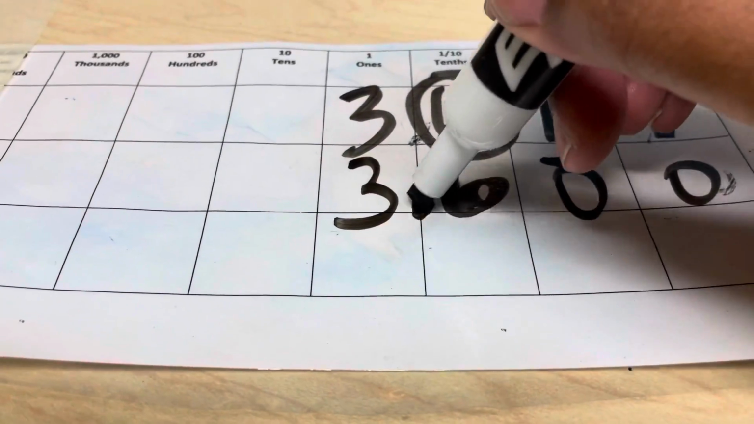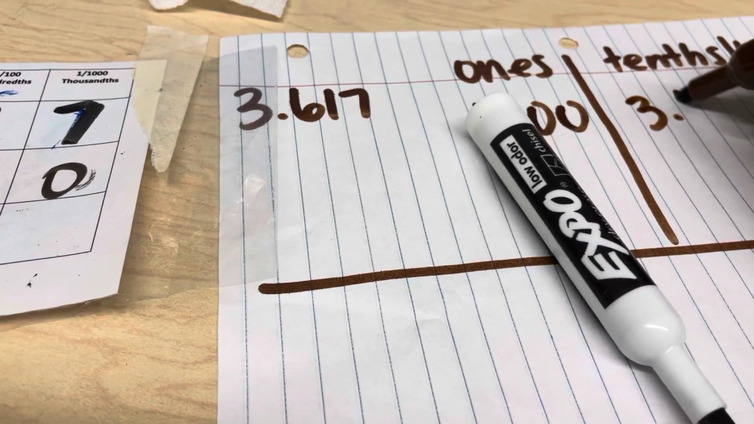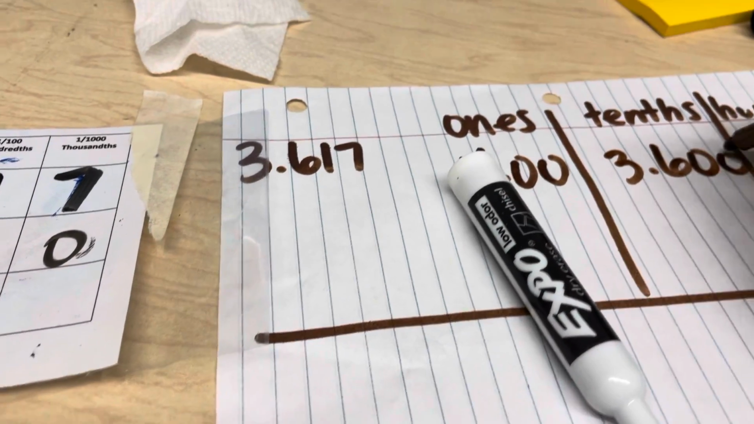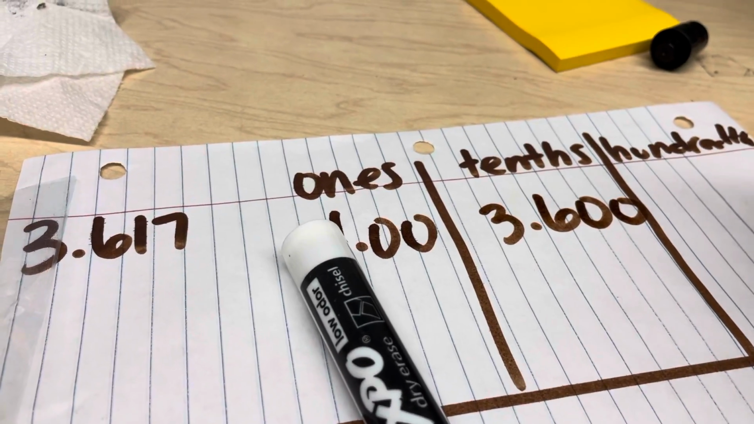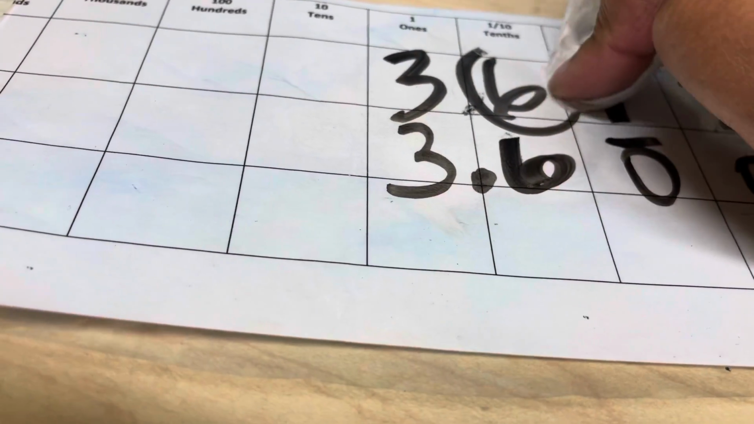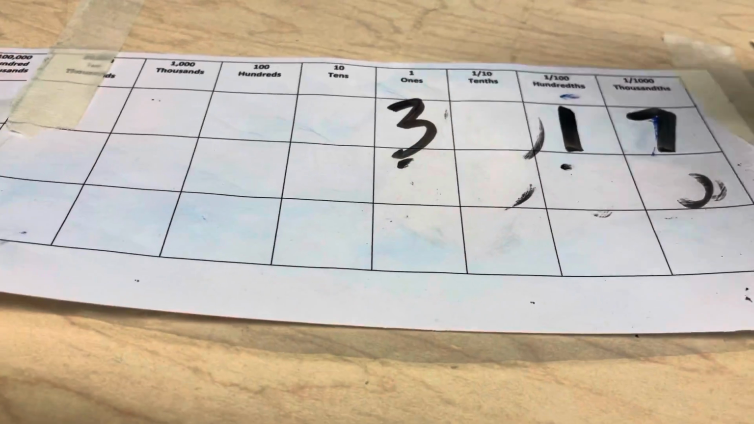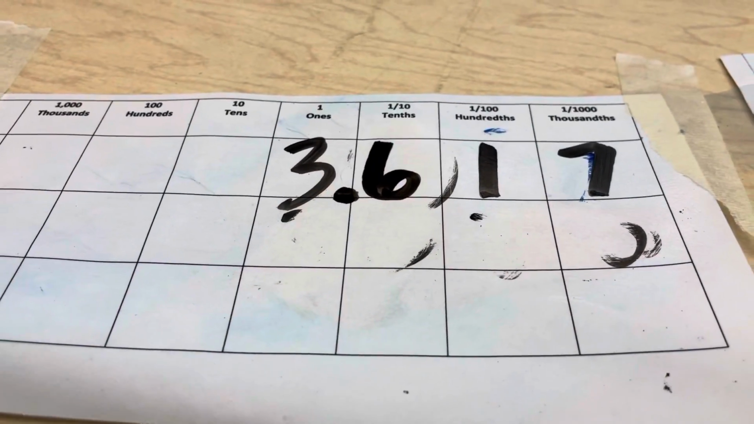So your answer should be, for the second one, 3.6. You could do 3.600. You can leave off the zeros. For this, it's okay. Okay? So finally, we're going to round the last number. We're going to round to the last place value. All right, so our number is still the same. It's 3 and 617 thousandths.